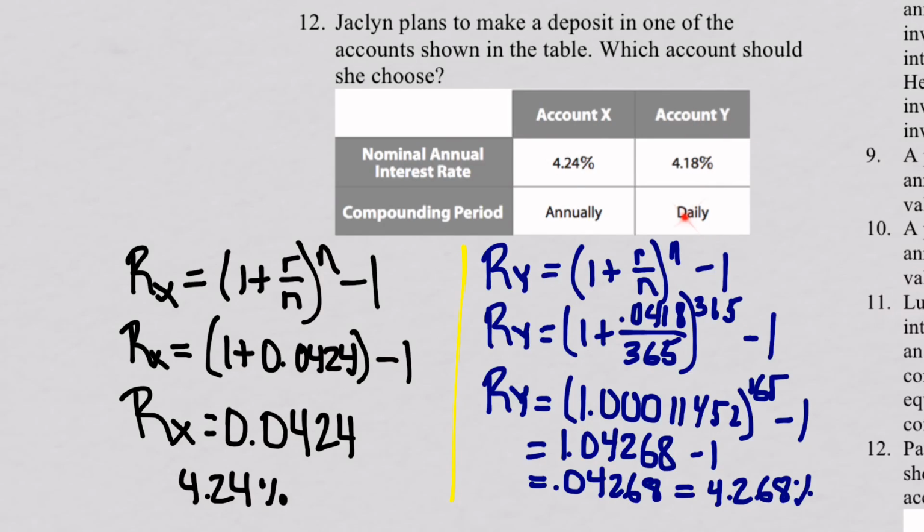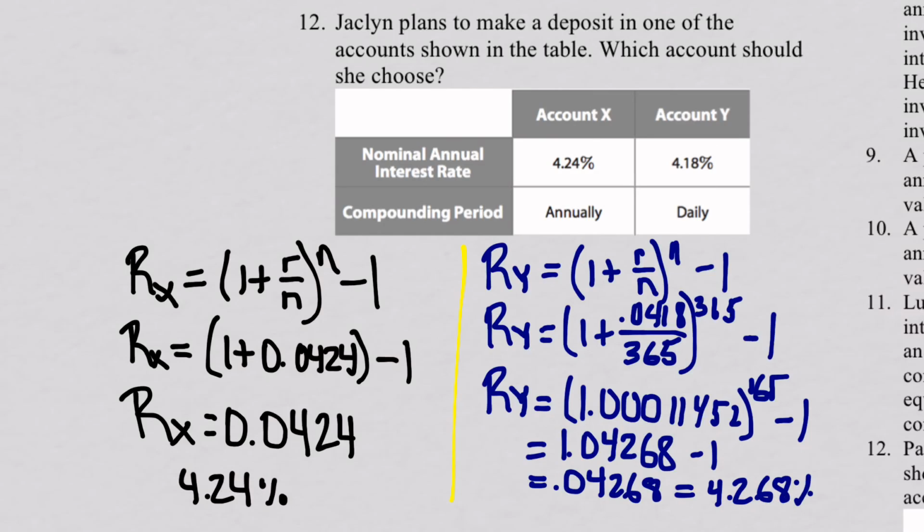Account Y is compounded daily, which is 365 times per year. So I plug in 365 for N. R is 0.0418. That's what I put here because it's 4.18%. Notice how huge of a difference there is between the two accounts. Doesn't seem like a lot probably to you guys, but this is a big difference from 4.24 to 4.18. I did the calculation here. It ended up being 1.000111452. I left it to as many decimal places as I could so that when I raised it to the 365 power, I got as close to the actual answer as I could get. I got 1.04268. Subtract 1, it's 0.04268. And turn it into percentage form, and it's 4.268%.